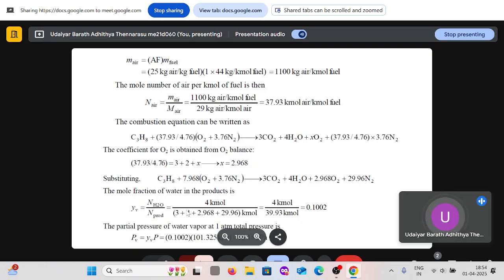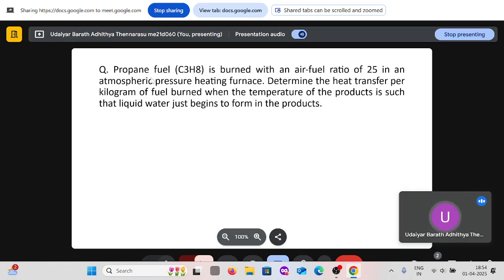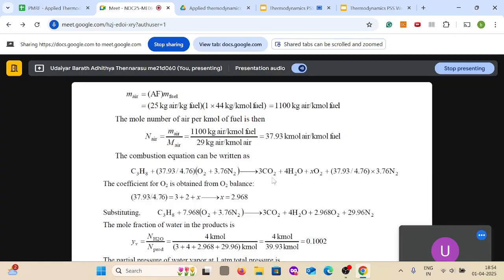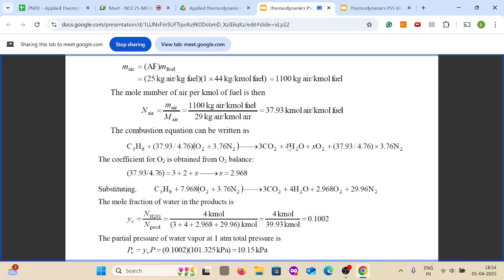Then your partial pressure of water will be mole fraction into total pressure. Since they have given it is atmospheric pressure heating furnace, your product will also be in atmospheric pressure. So, mole fraction into atmospheric pressure. So, 0.1002 into 101.325 kilopascal. So, that will give you 10.15 kilopascal.